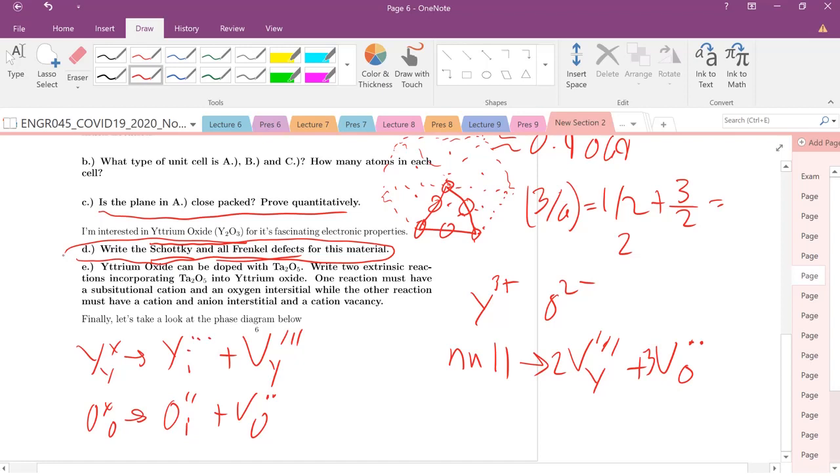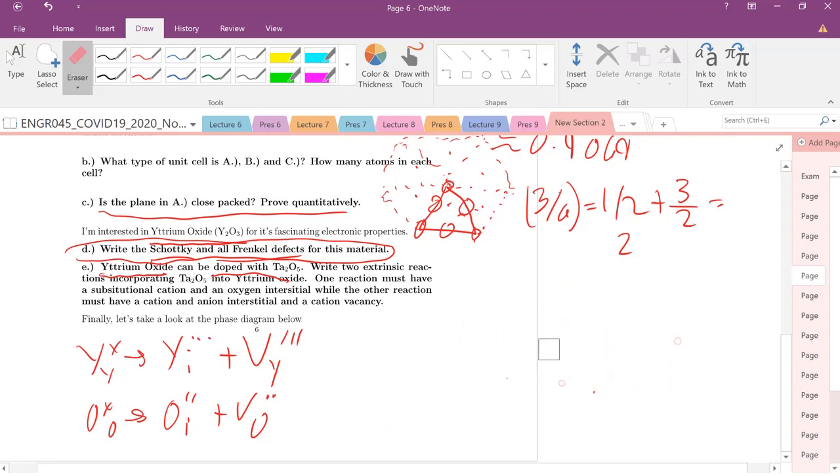Now, part E is asking us, yttrium oxide, our host, can be doped with an impurity Ta2O5. Let me erase here, give me some room. So we're going to write multiple reactions. I know that Ta2O5 is going to be my impurity. That means my host Y2O3 is going to be right here. I know that Ta is 5 plus for the charge. Excellent. And I'm going to write 2 reactions.